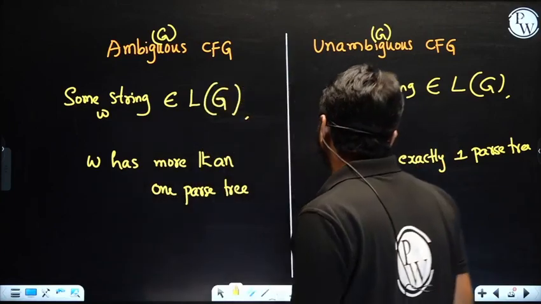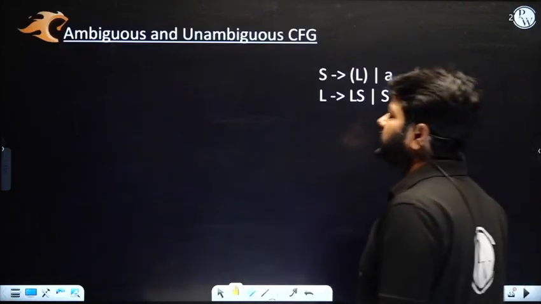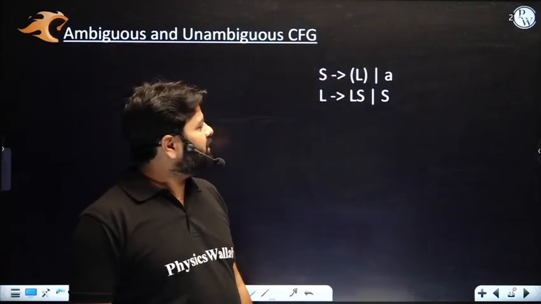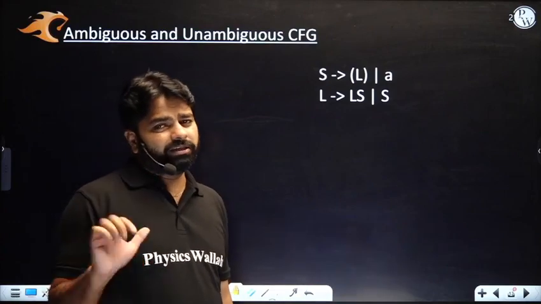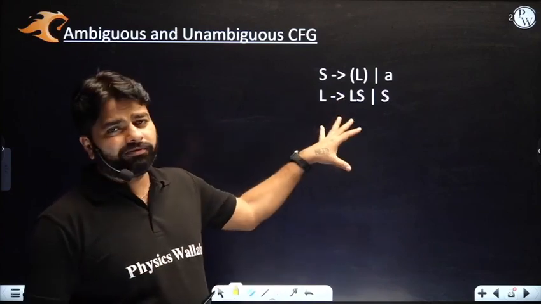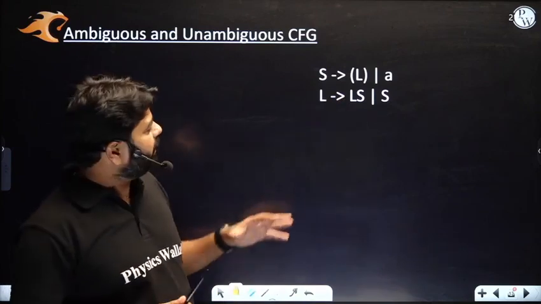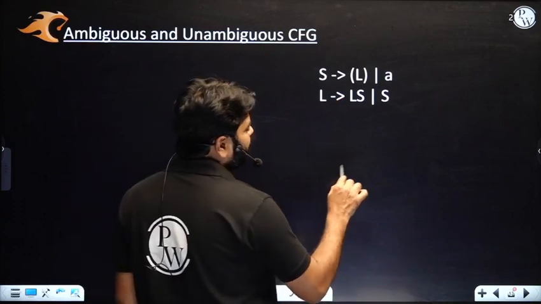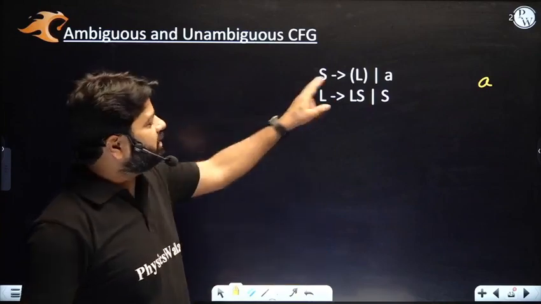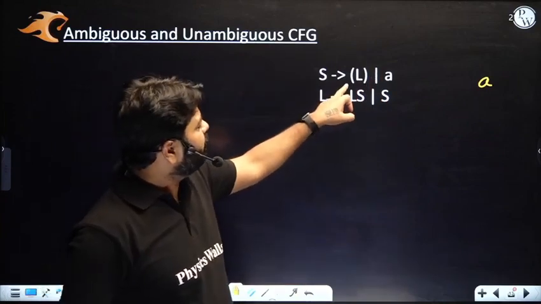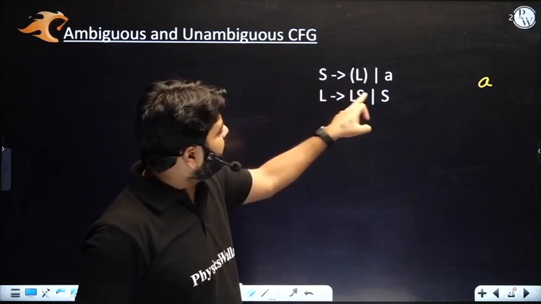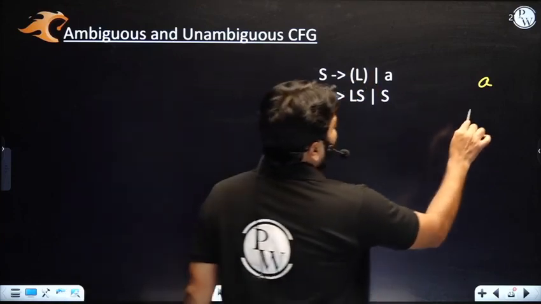Okay. Now let's find out whether this grammar is ambiguous or unambiguous. Just check. Think about the possible strings you can generate from here. Looking at the first string, I'll write A is possible. Like always, you start with S, and S can generate A. What is the other possibility? Within the open and closed parenthesis, L can give S, and S can give A back. So there is one more string here like (A).